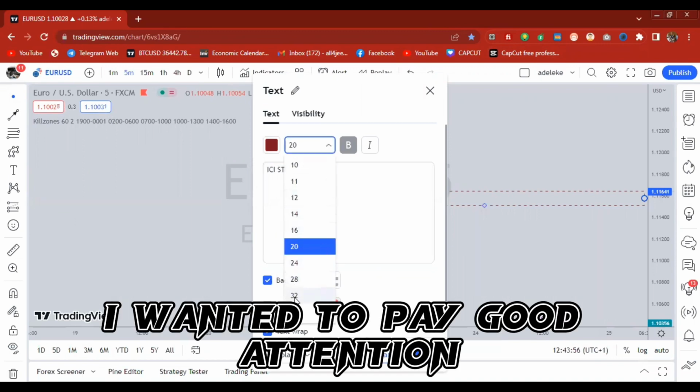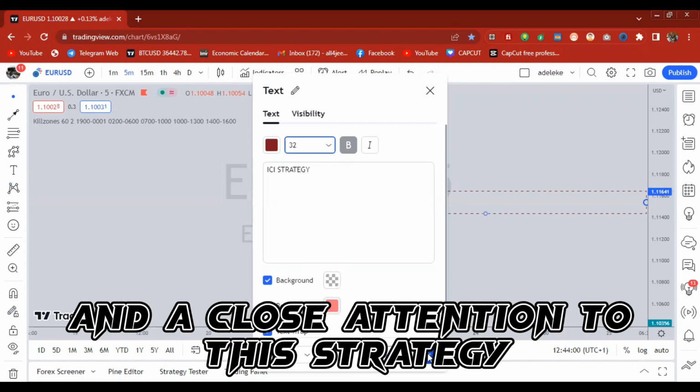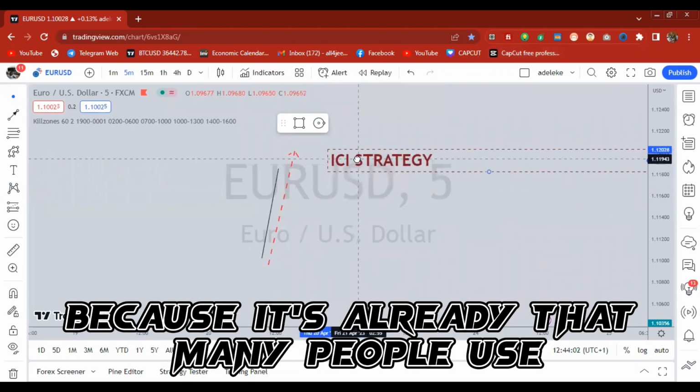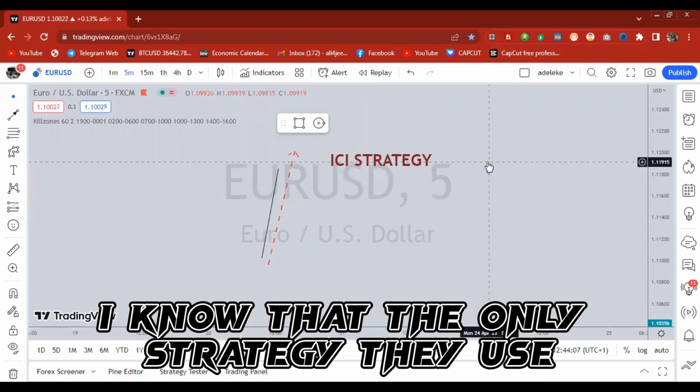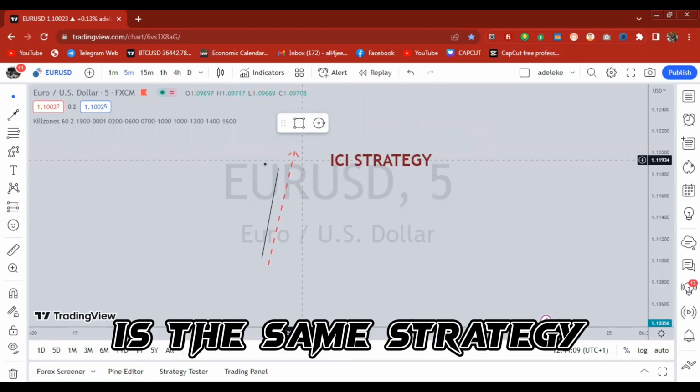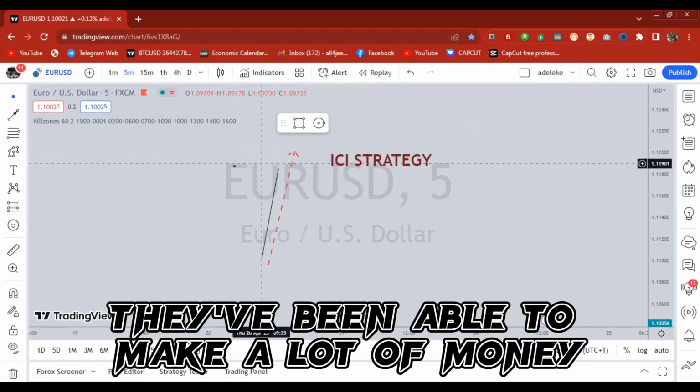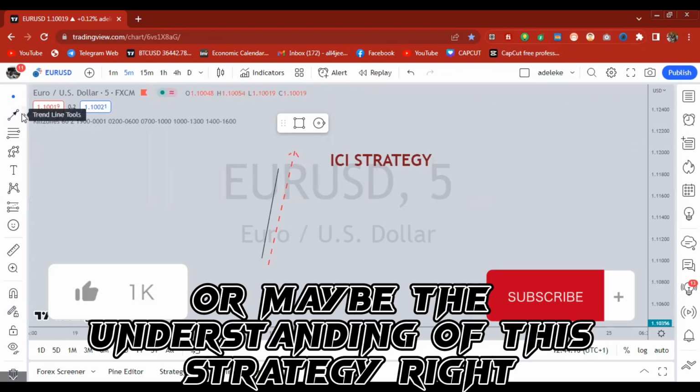I want you to pay close attention to this strategy, because many people use it in making a whole lot of money in the financial market. There are people I know whose only strategy is this same strategy, and they've been able to make a whole lot of money from the markets through the understanding of this strategy.